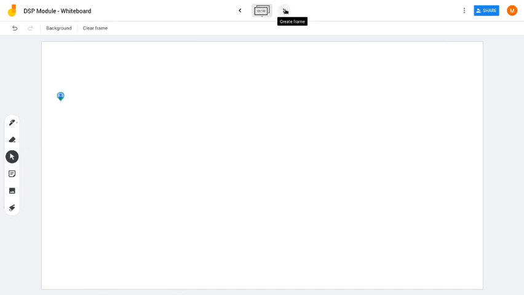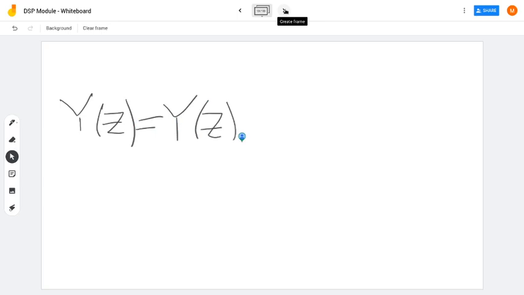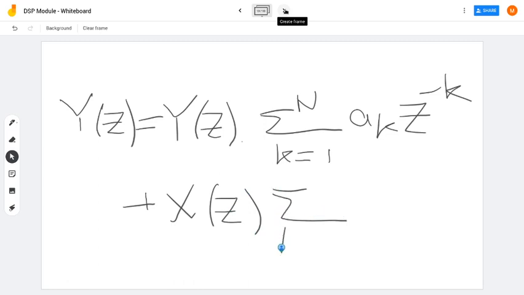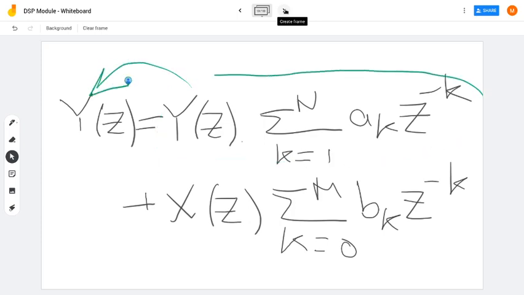We will get y of z equal to y of z times summation a_k z to the minus k, from k going from 1 to n, plus x of z times the summation k going from 0 to m of b_k z to the minus k. And now we can move this whole term to the other side. So we can take y of z as a common factor, and you will have 1 minus the summation.